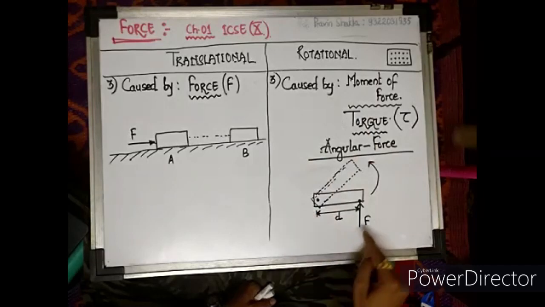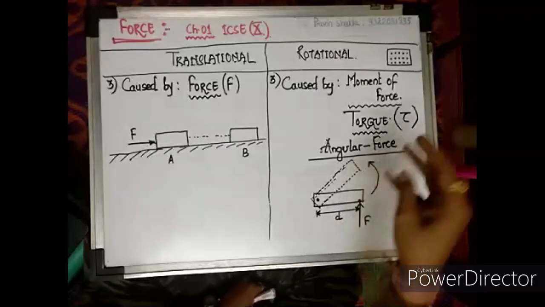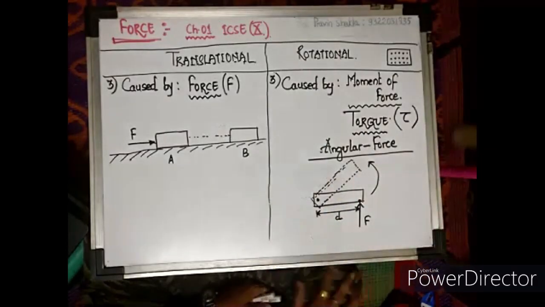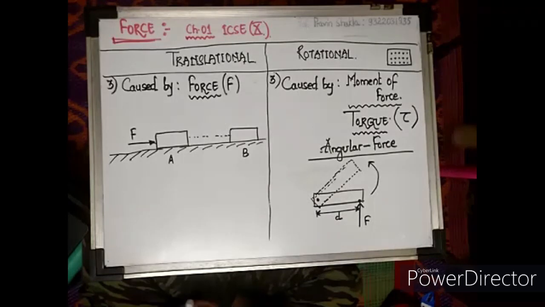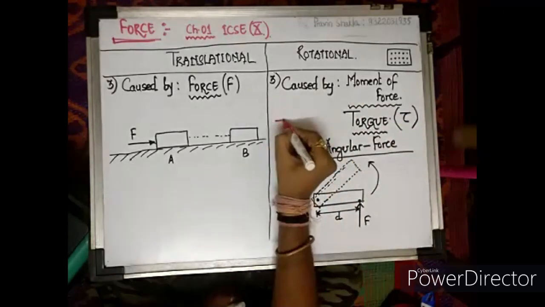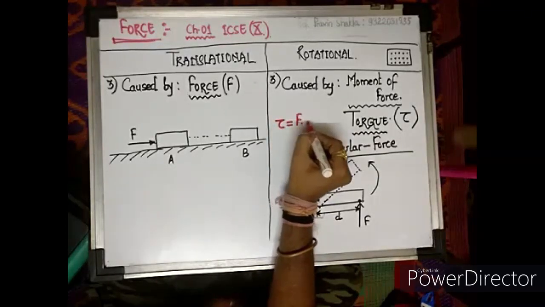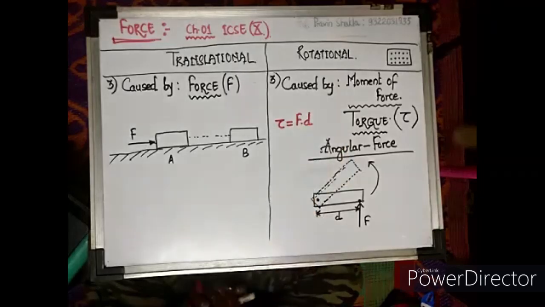Yes. Now this thing is very special. Why? Because this gives you the concept of torque or moment of force. Okay? It is given by the formula. I'm writing the formula. Tau is equal to F into D, magnitude wise. What am I saying? Getting my point or not? Yes, sir. Yes.